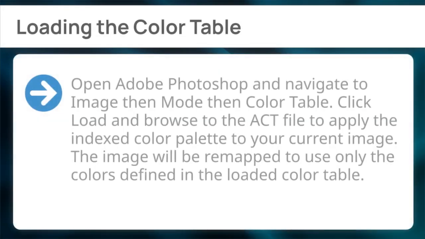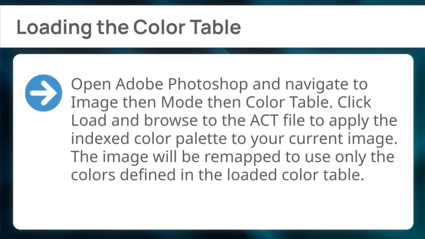First, loading the color table. Open Adobe Photoshop and navigate to Image, then Mode, then Color Table. Click Load and browse to the ACT file to apply the index color palette to your current image. The image will be remapped to use only the colors defined in the loaded color table.